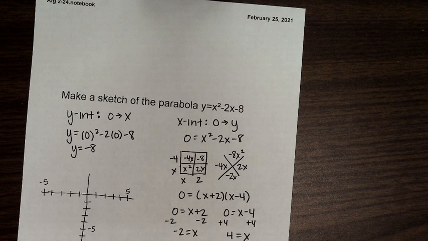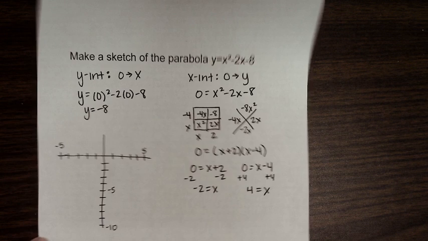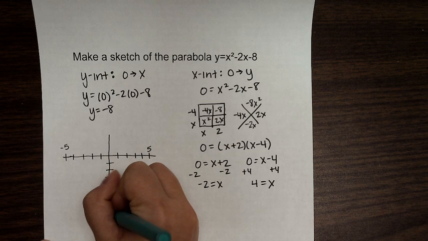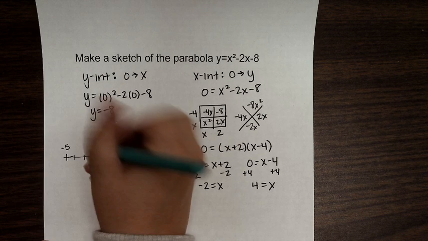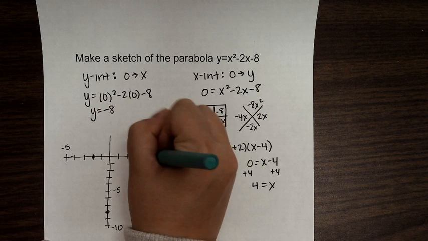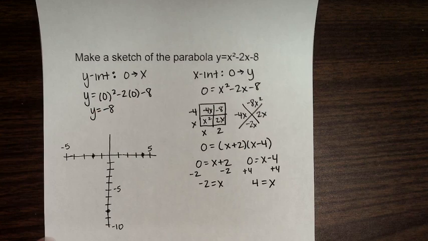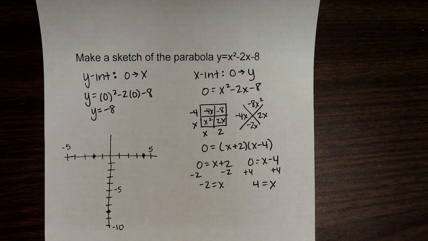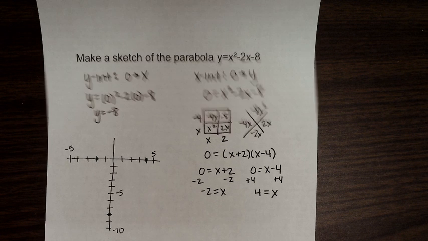So we're going to plot our points, our y-intercept at -8, our x-intercepts at -2 and 4. But before we go connecting our points, we first need to find something unique about a parabola. What we need to find is the line of symmetry. We need to figure out where the parabola is going to fold in half.